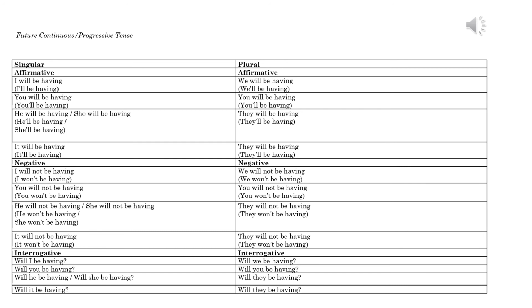Interrogative. Will I be having? Will you be having? Will he be having? Will she be having? Will it be having? Will we be having? Will you be having? Will they be having?